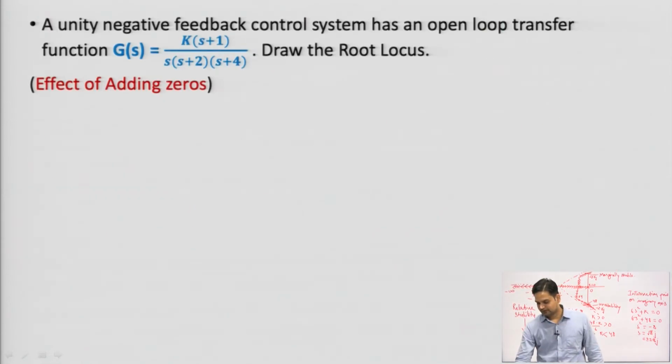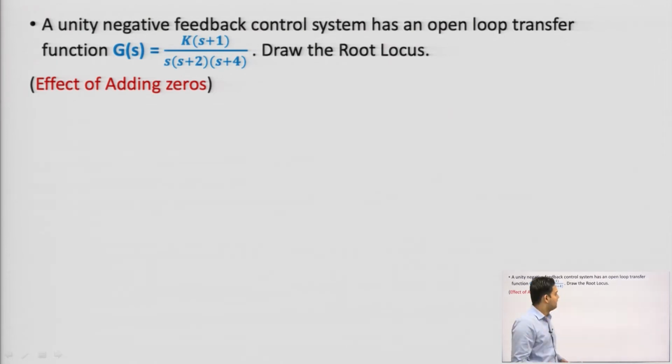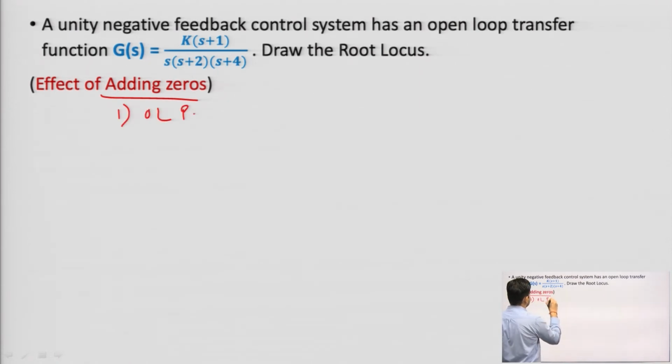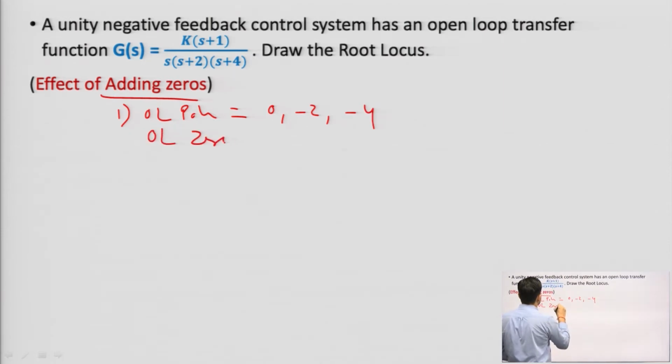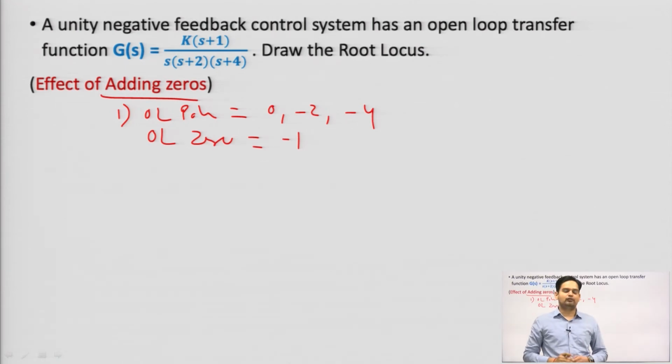Okay. Now, we will see our next example where we are adding a 0 in the transfer function. We are taking the same transfer function, and here it is G s equal to k multiplied by s plus 1 over s multiplied by s plus 2 multiplied by s plus 4, right. Now we need to calculate the open loop poles, same as before: 0, minus 2, minus 4. The open loop zero is here at minus 1. Now one 0 is coming into the picture.